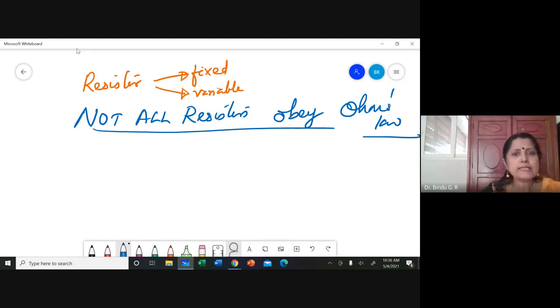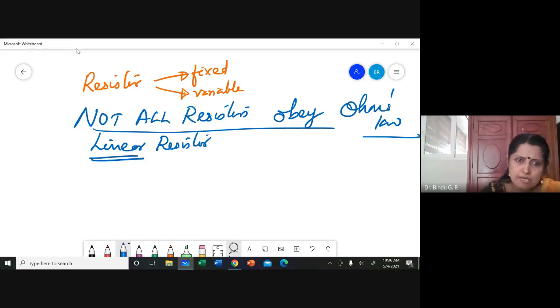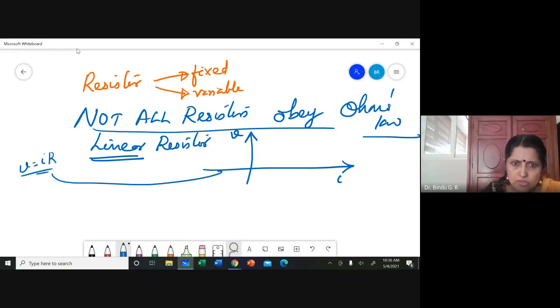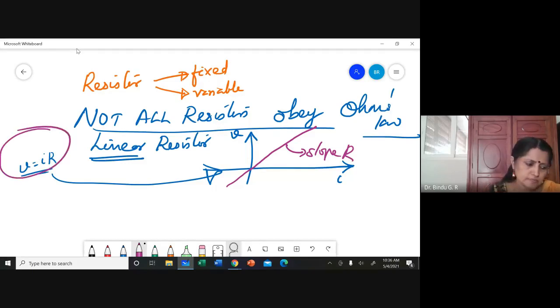If it obeys Ohm's law, it is called a linear resistor. By the name itself, you should understand that its characteristics will be linear. If I draw a VI characteristic, because V is equal to IR, naturally, if it's a linear resistor, its curve will be a straight line, and its slope will be R. By this equation, isn't it?